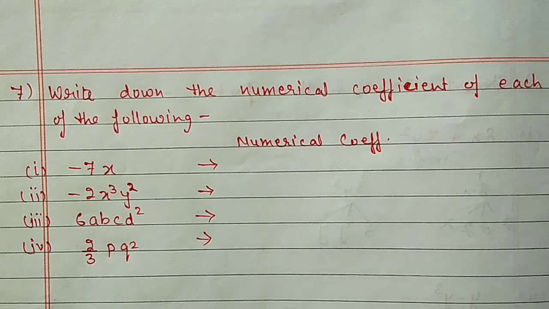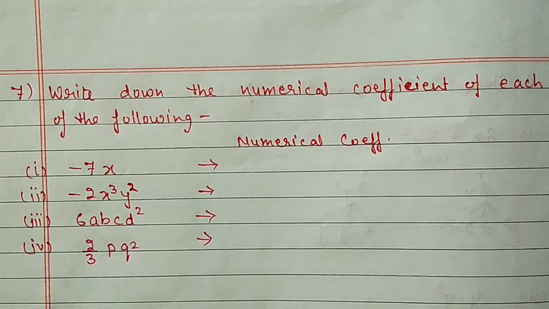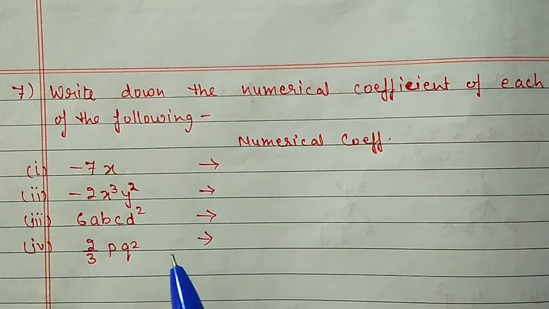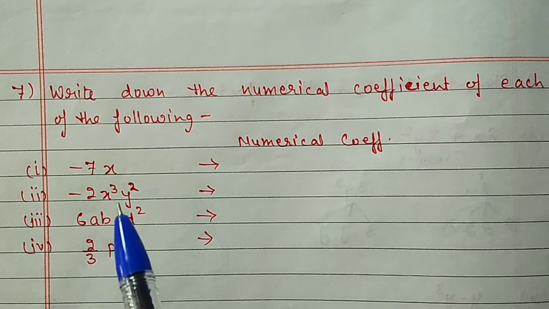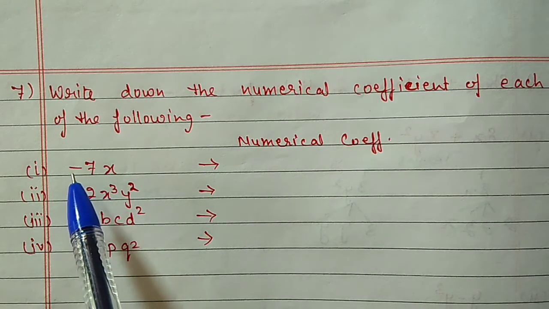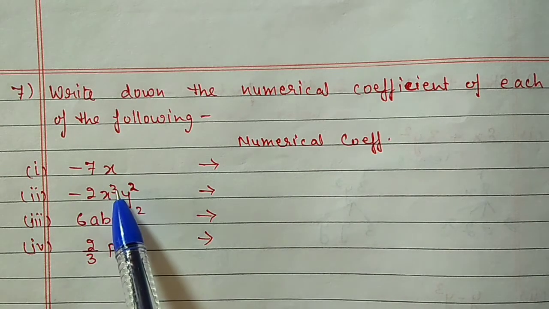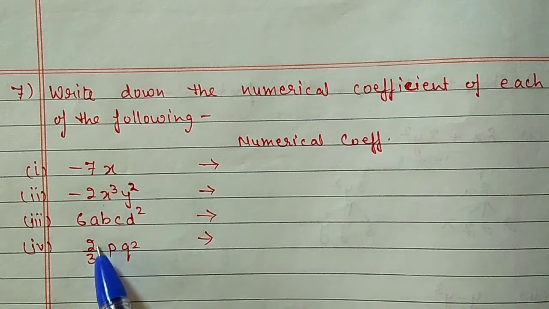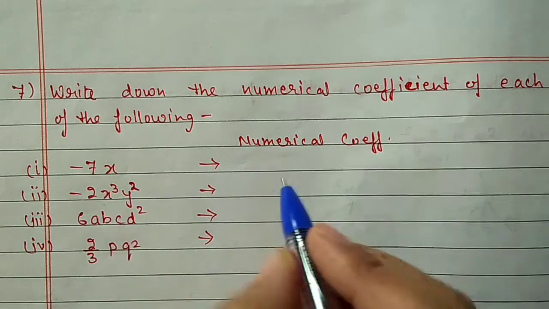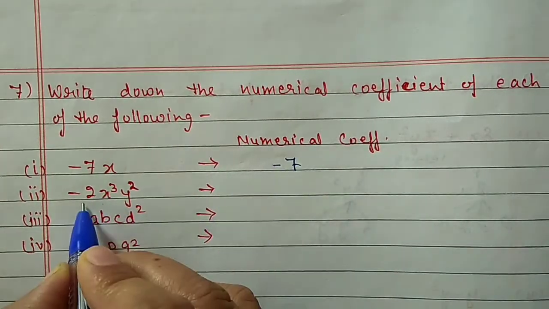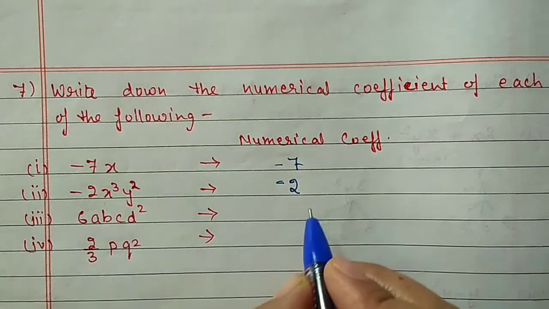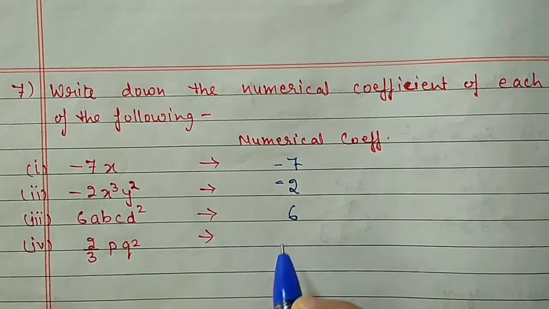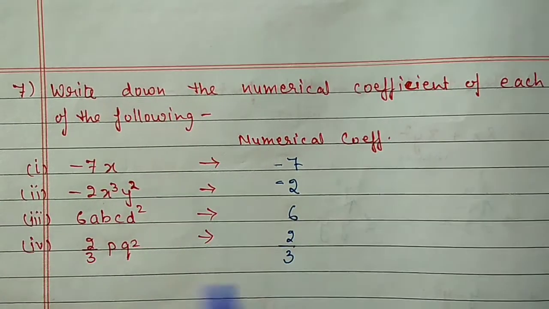Next, question number 7, write down the numerical coefficient of each of the following. From these terms we have to write the numerical coefficient only. So only the numeric part and the symbol we will see here. This power we will not see. This literal part we will avoid. So here minus 7 is the numerical coefficient. In the second one minus 2 is the numerical coefficient. In the third one 6 is there, and in the fourth one 2 by 3 is there.